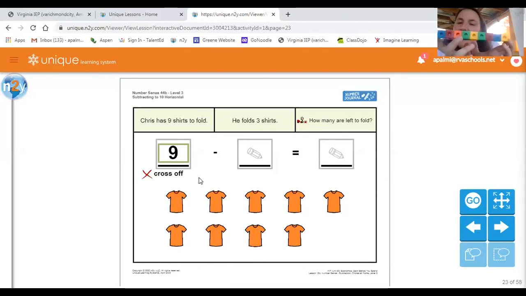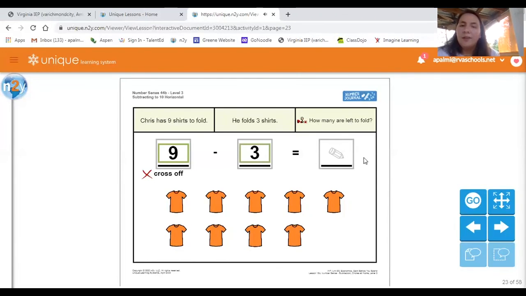All right, so we counted to 9. Here's my 9 blocks. And then the next part of my problem says he folds 3 shirts. What number did you hear there? Good, I heard the number 3 too, so I'm going to use my finger, and you do this at home, to find the number 3 on my keyboard and type it in.